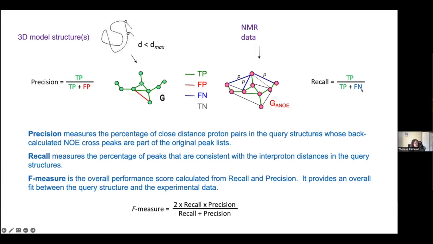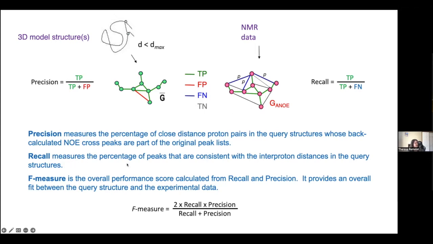So you can imagine that if you have no false negatives, no peaks that are not explained by the data, then this would be 1. And if you had no false positives, so no expected peaks that aren't there, this would also be 1. So these are measuring the percentages from the structures whose back-calculated NOE cross peaks are part of the original peak list. So it's basically how well your structures match your data.